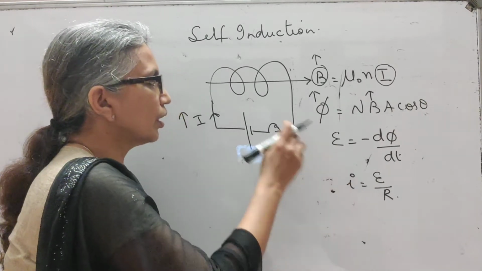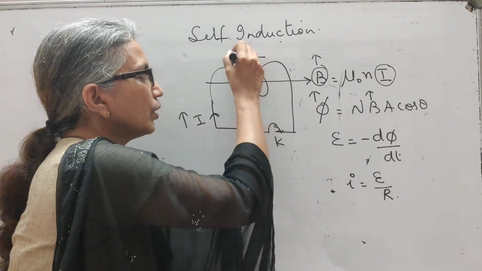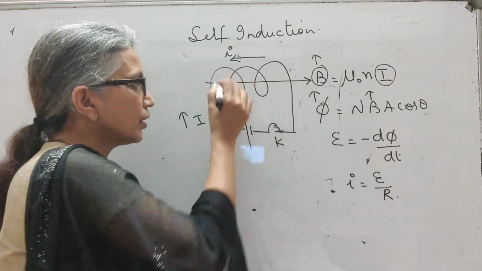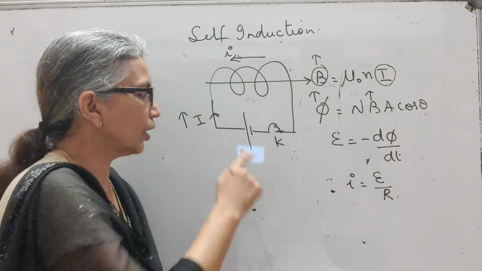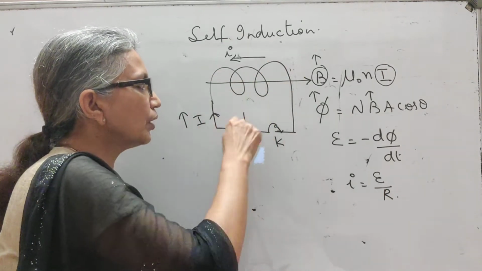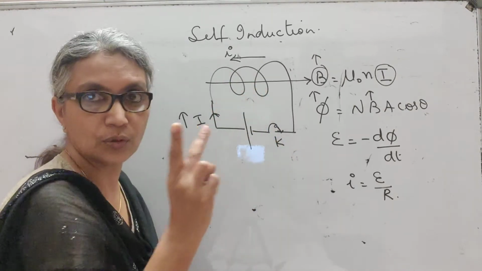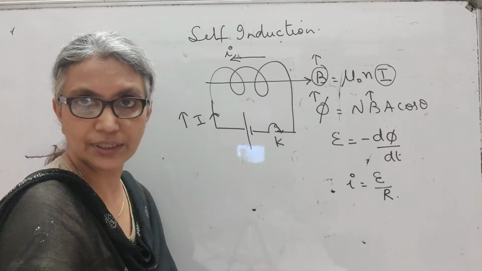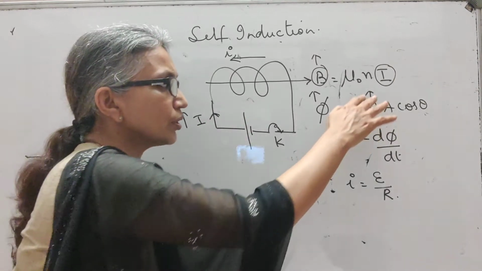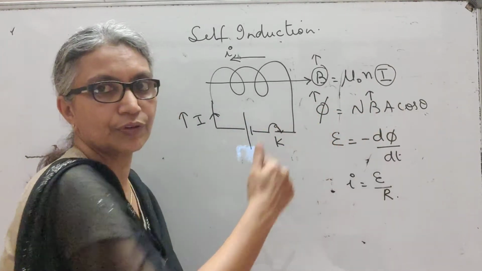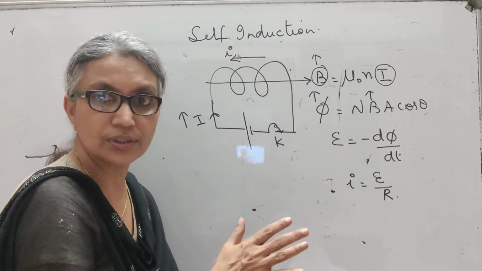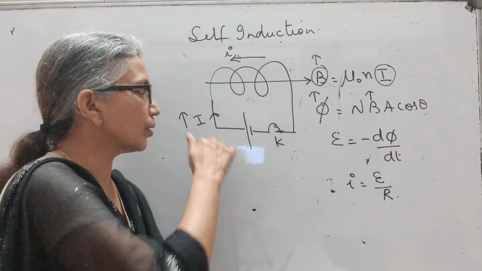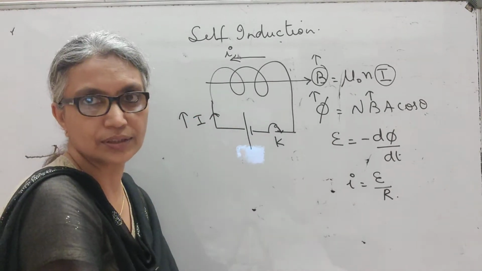So the induced current will now flow in the opposite direction to the main current, so that the net current will reduce, because in the same coil now we have two currents, the main current and the induced current. If the two are in opposite directions, the net current will reduce, and if the net current reduces, the flux will also reduce. So we have an induced current which will oppose the main current, so that the flux will reduce.